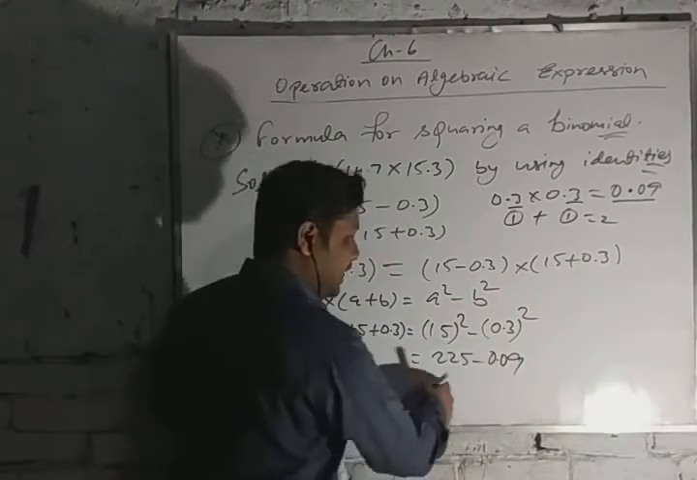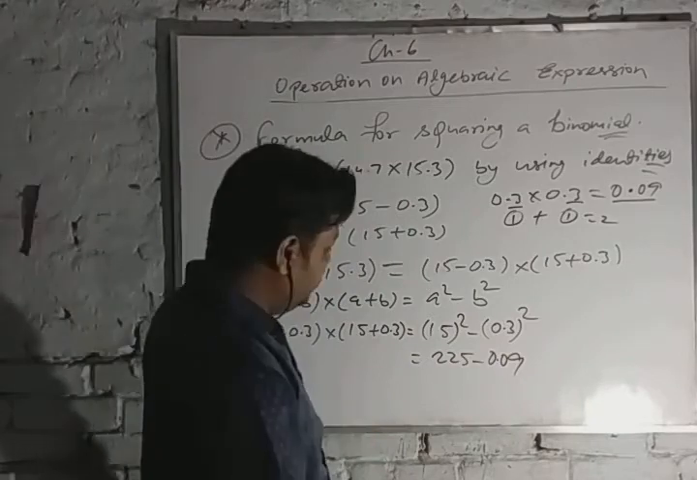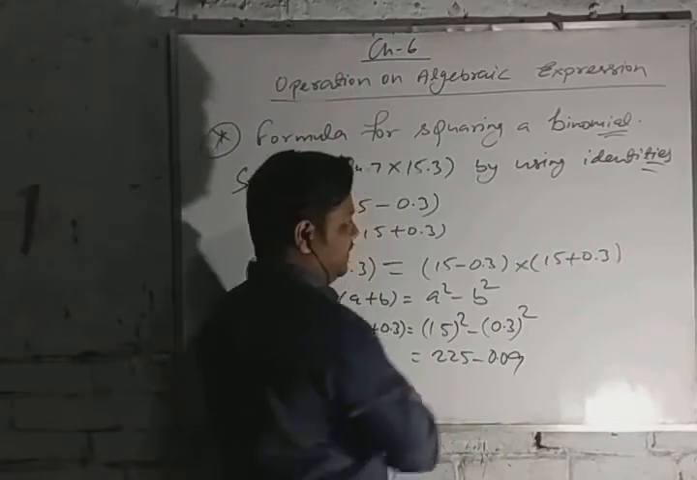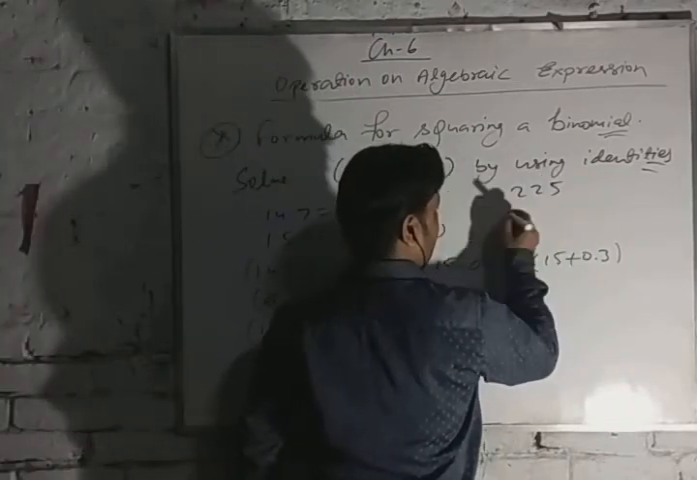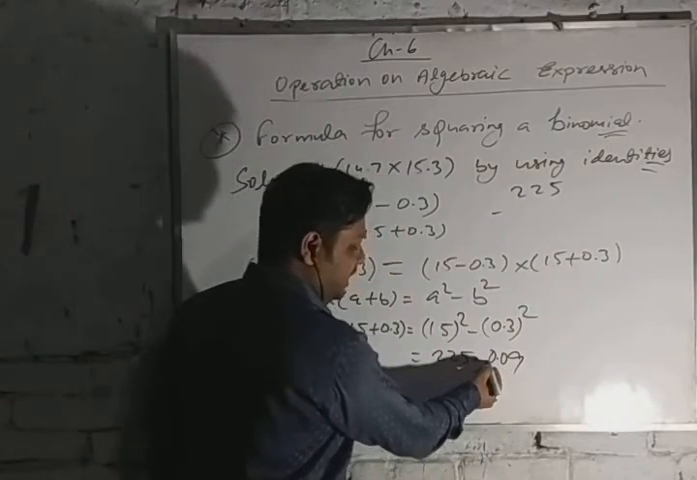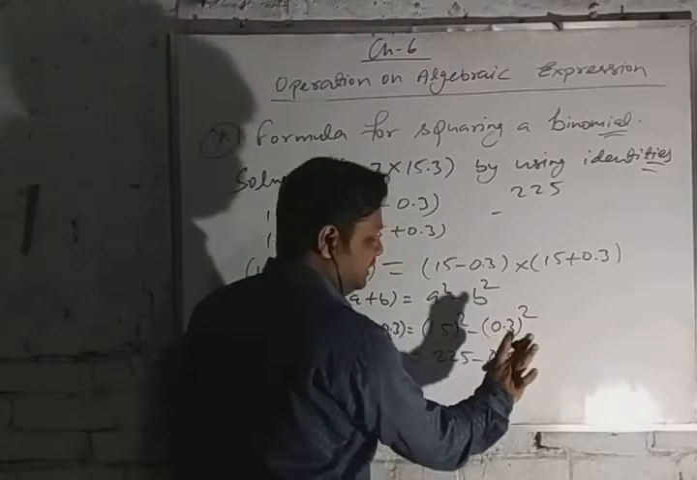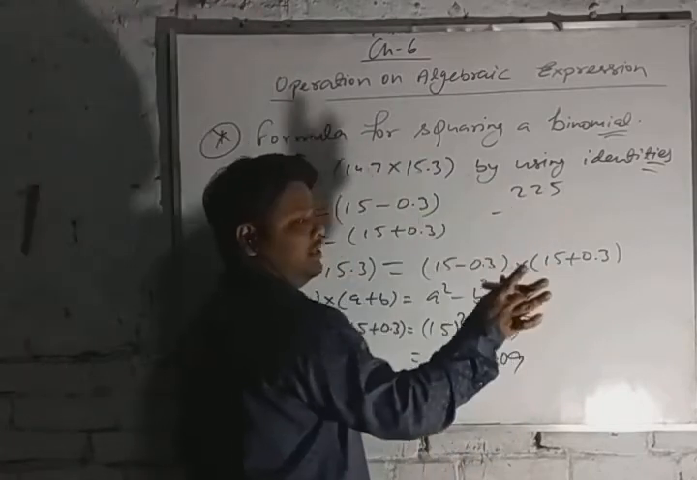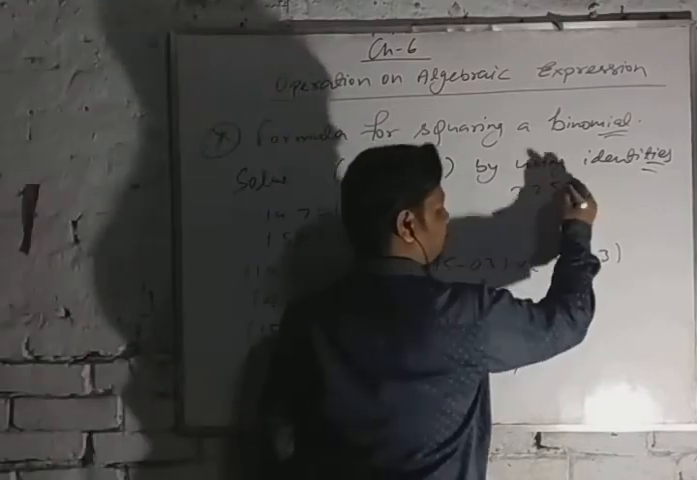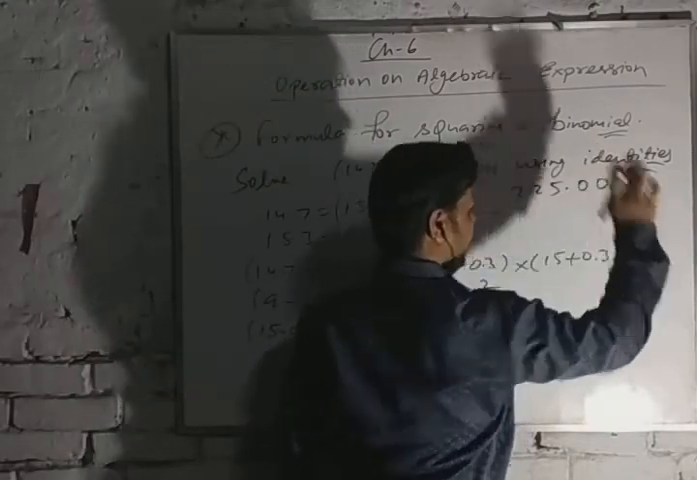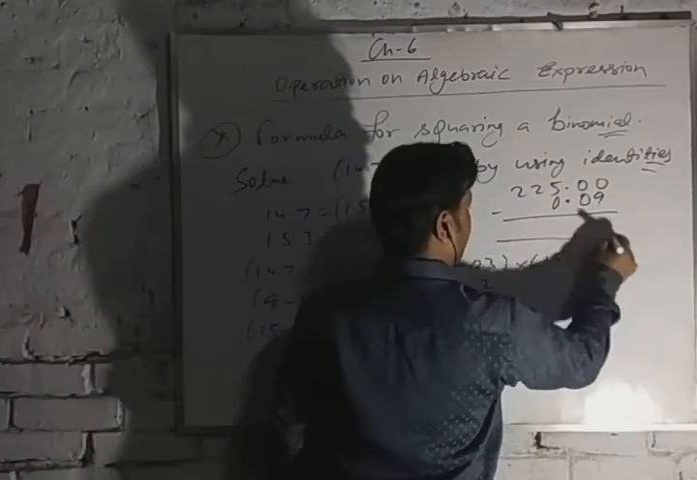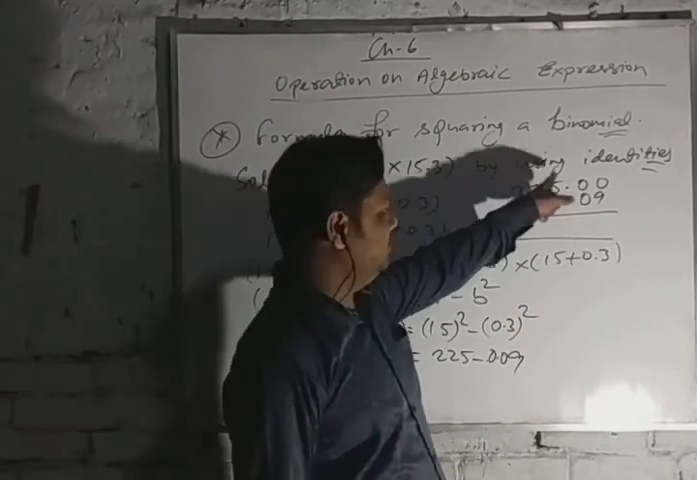Then subtract it. 225 minus 0.09. Here you can see that before the decimal there is only 0, but after the decimal there are digits. And in 225 there is no decimal. If in any whole number, it means the decimal is after this value. Like this we will write. Now 0.09. We will place each decimal just like this.